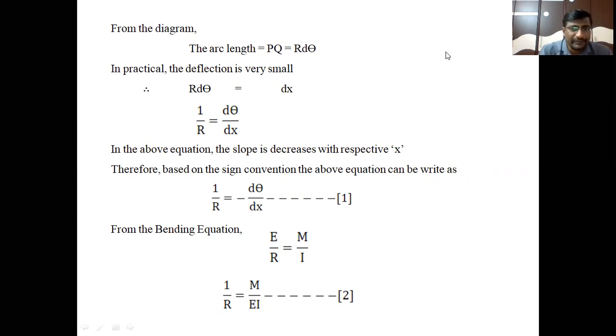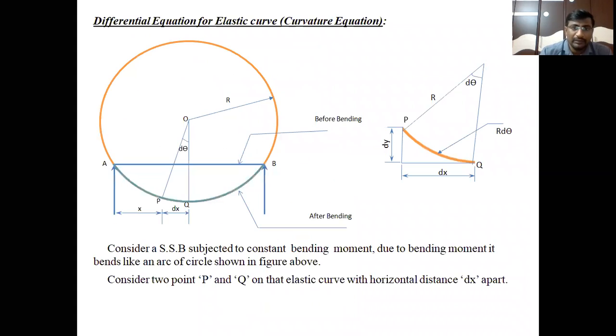In the above equation, the slope decreases with respect to x. What happens here is that, generally, going from here to here, the slope keeps decreasing in the x direction. With respect to x, the slope decreases for the simply supported beam. Okay, here the slope is more, here the slope is less.